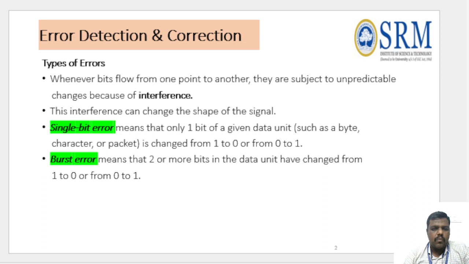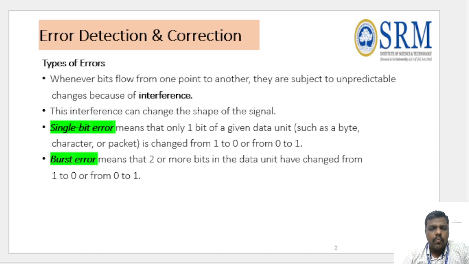So what is this single bit error? From the name we can trace it out. When only one bit changes in the given data, either from 1 to 0 or from 0 to 1, only one bit of data is changed, we call it a single bit error.